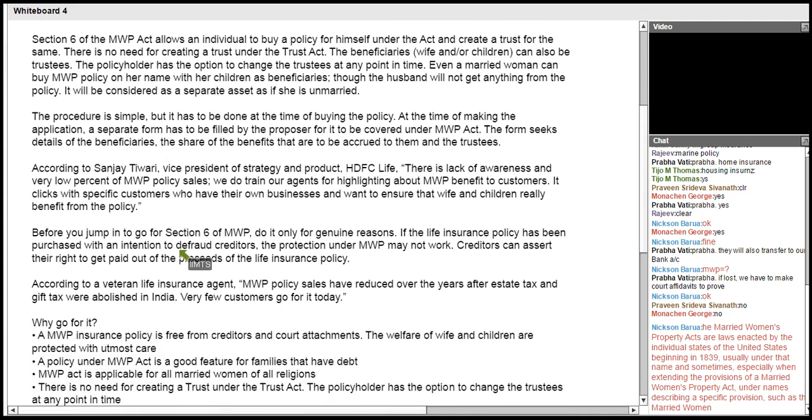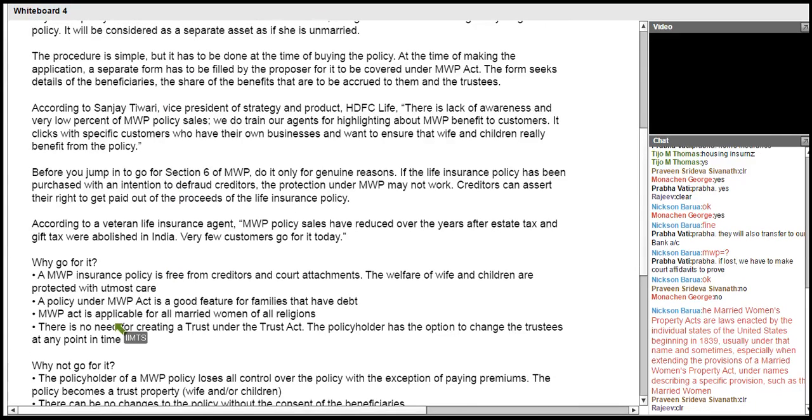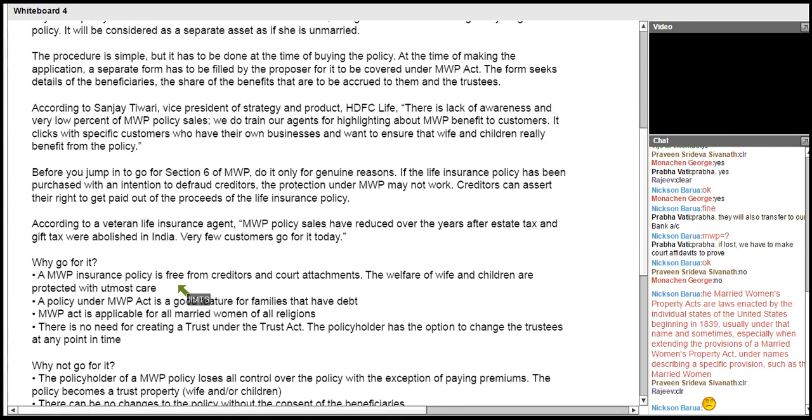You don't know the meaning of MWP? See, if I'm following this act, my MWP insurance policy is free from creditors and court attachments. The welfare of wife and children is protected with utmost care. If somebody has taken a loan and then dies, all his property won't go to the creditors, the people from whom he might have taken the loan. Under the Married Women's Property Act, your wife and children are going to get that. A policy under the MWP Act is a good feature for families that have debt.